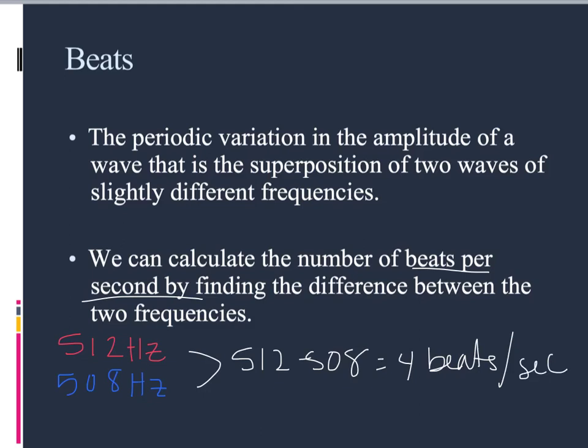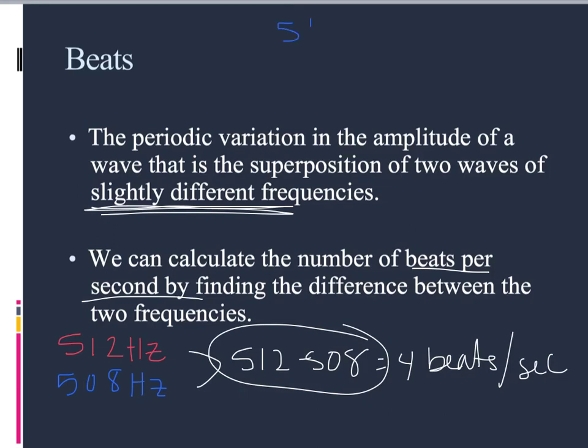You do need to remember this, but this isn't a specific equation, so you won't be given it on a test, but just got to remember to subtract them. And this is why we can hear it when it's only slightly different frequencies, because you can imagine if we had 512 hertz and we had one that was 300, then the difference is 212. It's going to be very difficult for our ears to detect 212 beats per second, even though that would be the number of beats that are happening.